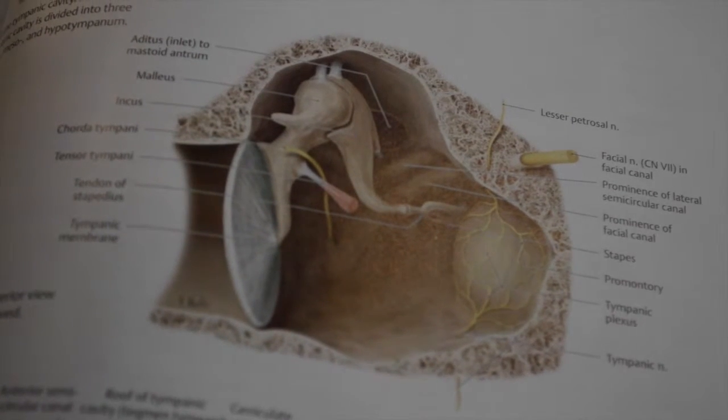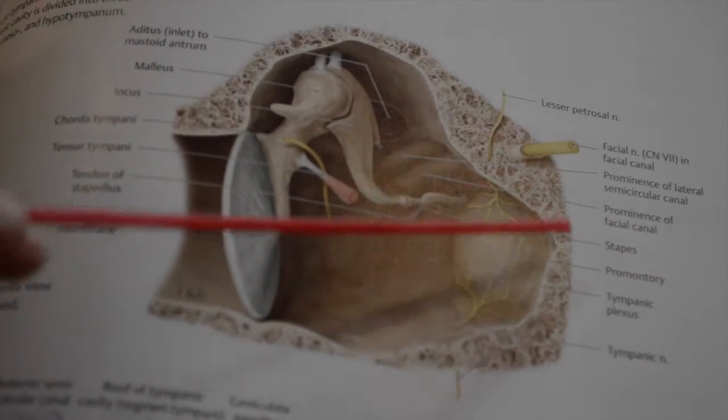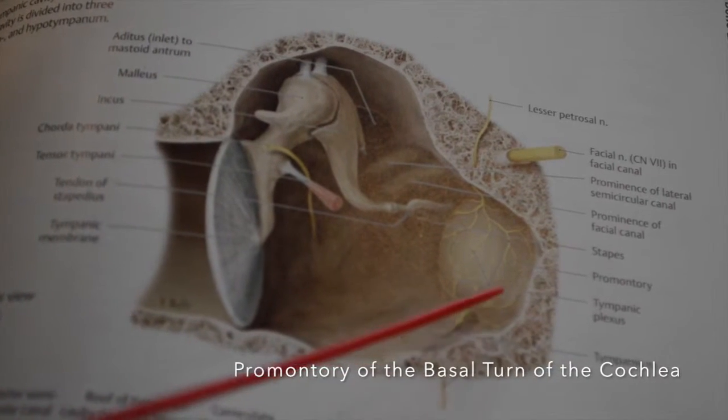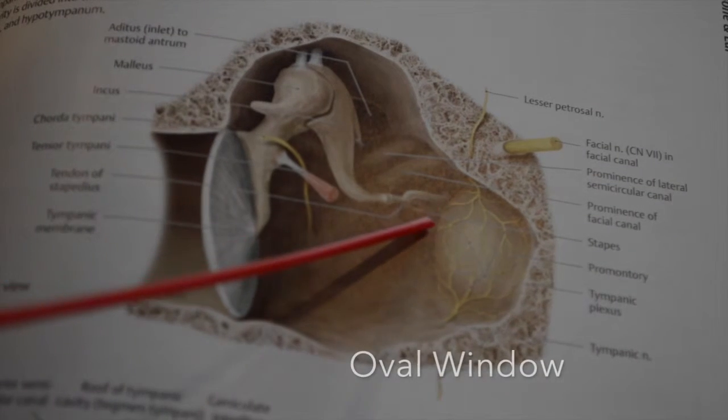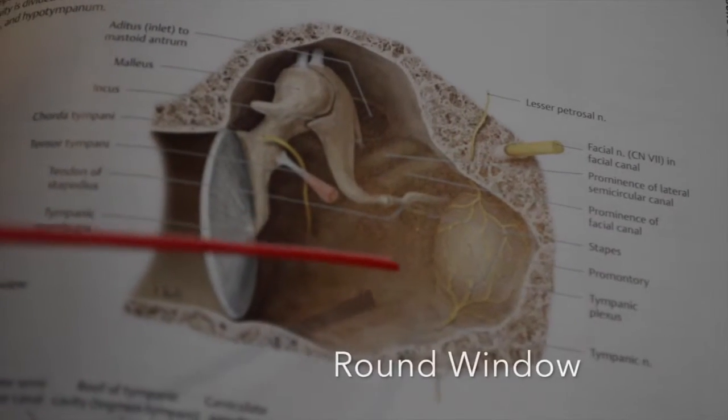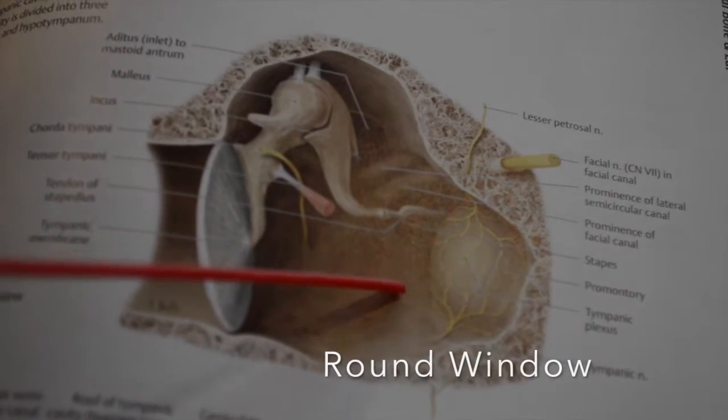The next wall is right across from it, which is the medial wall, right over here. This is the promontory of the basal turn of the cochlea. This is the oval window underneath the footplate of the stapes. The round window is not pictured, but it would be somewhere right around here.